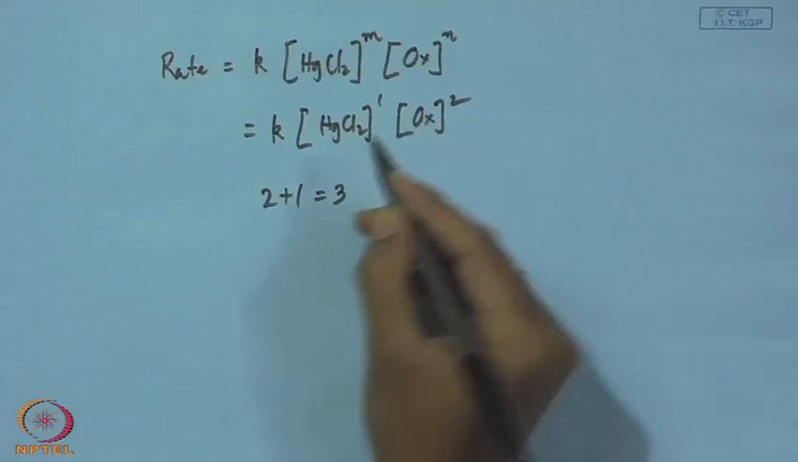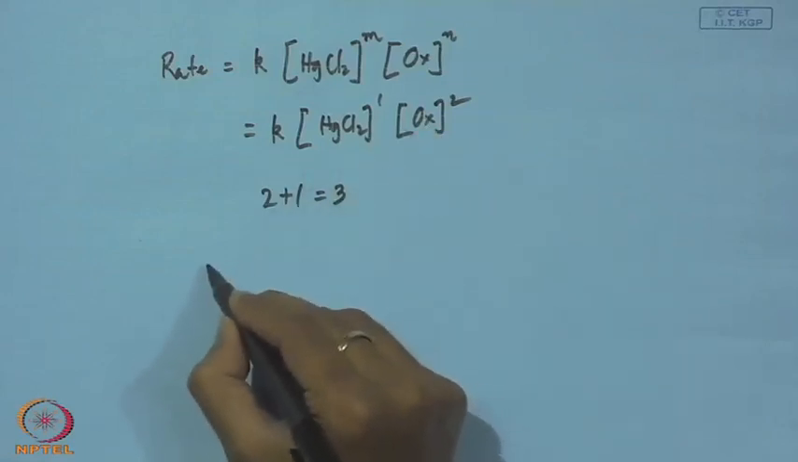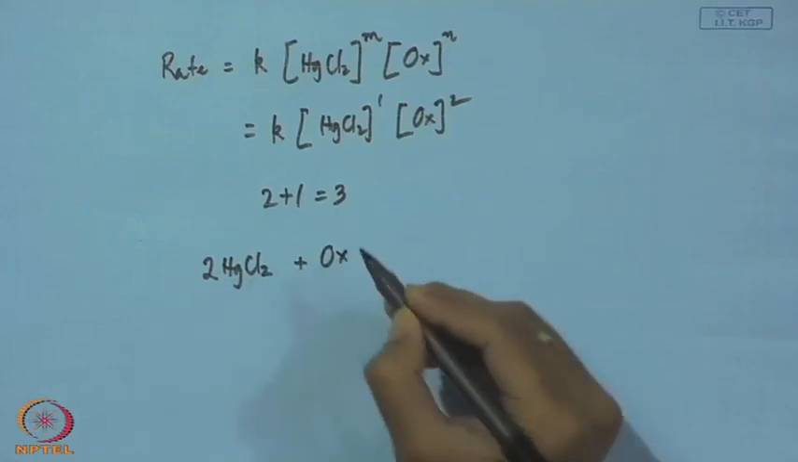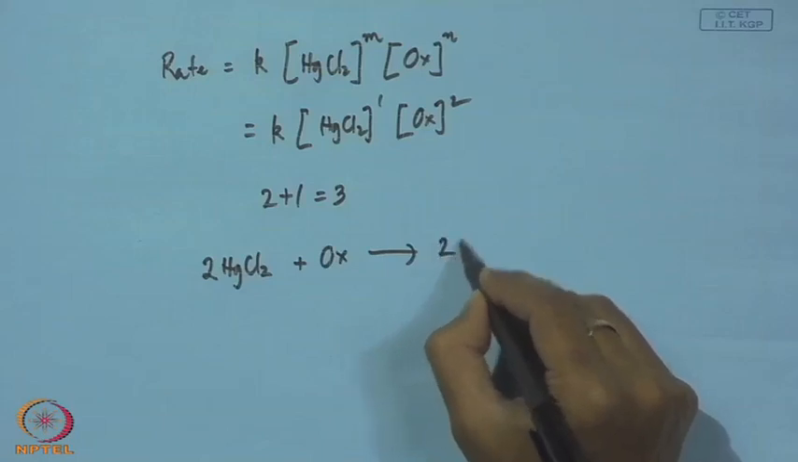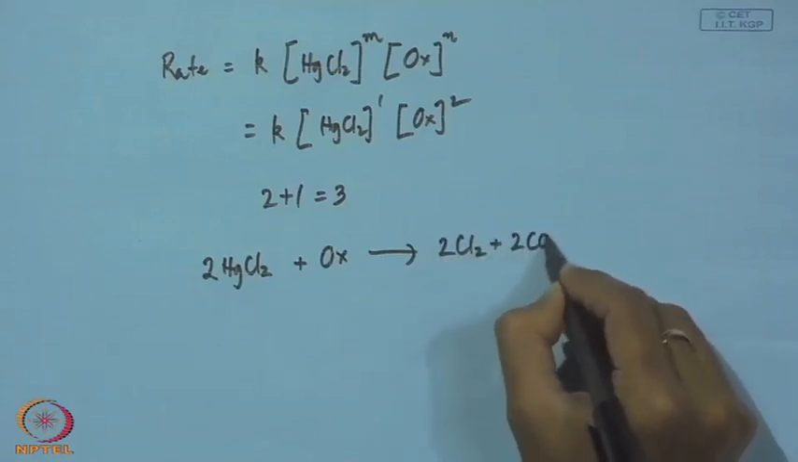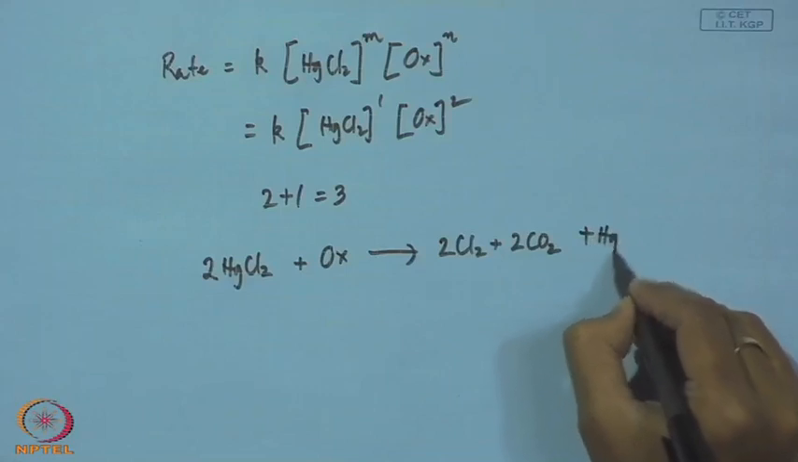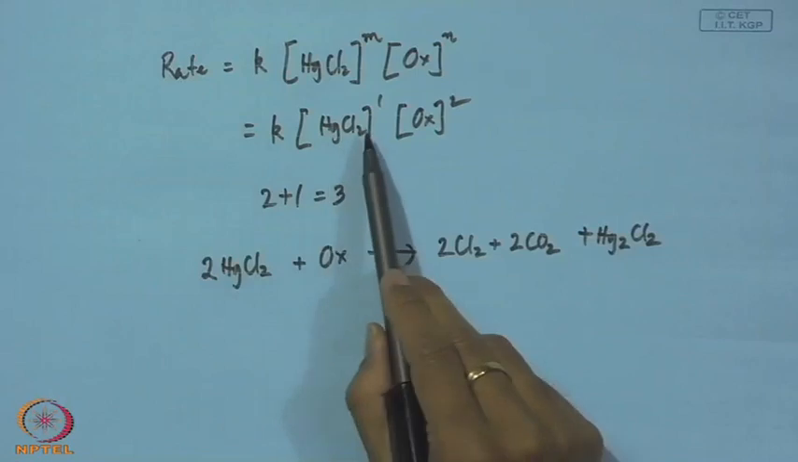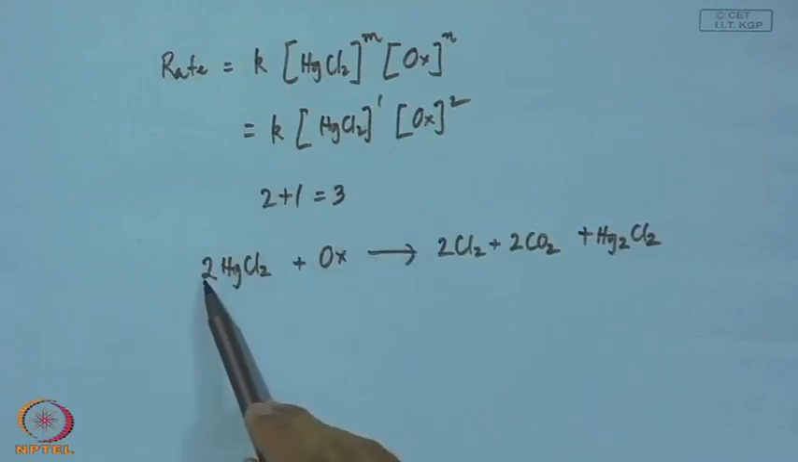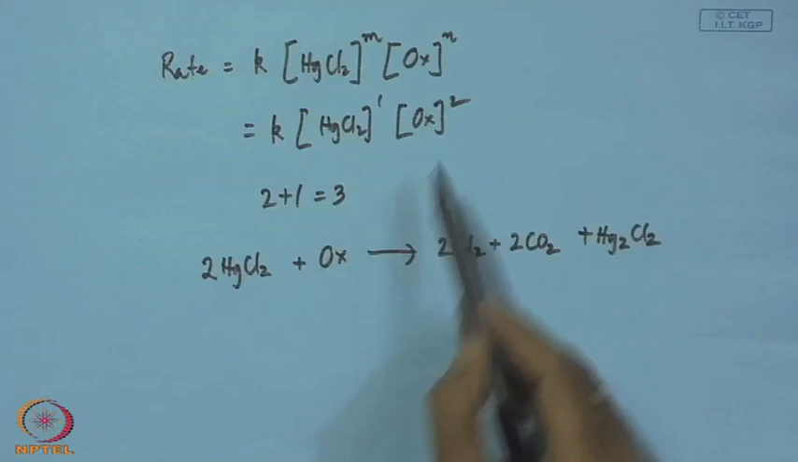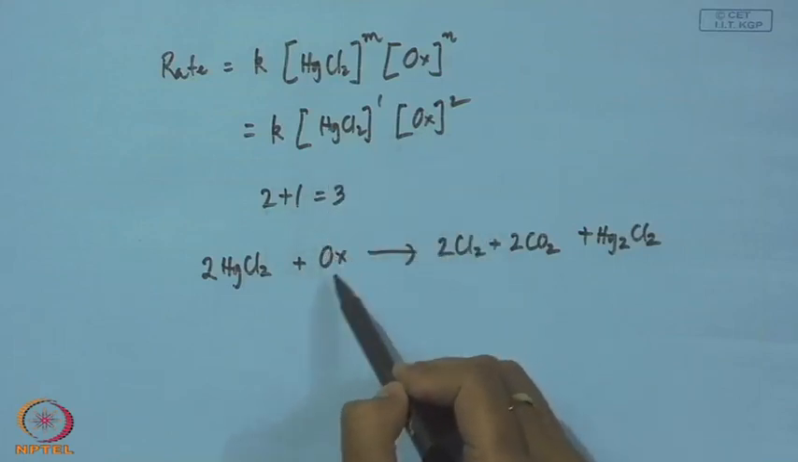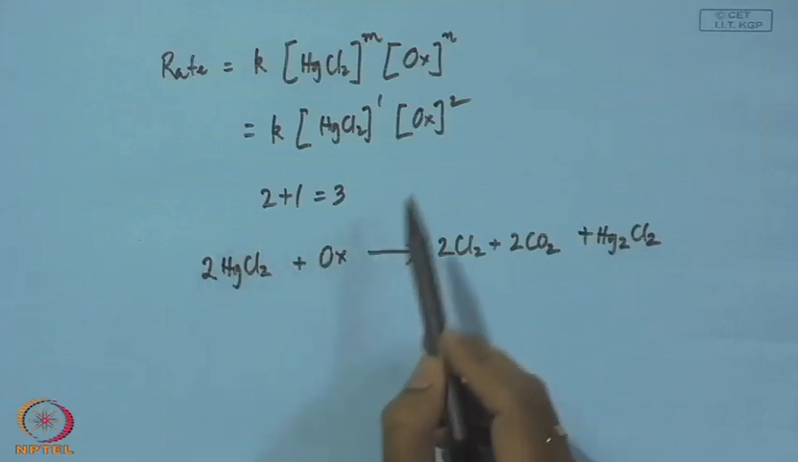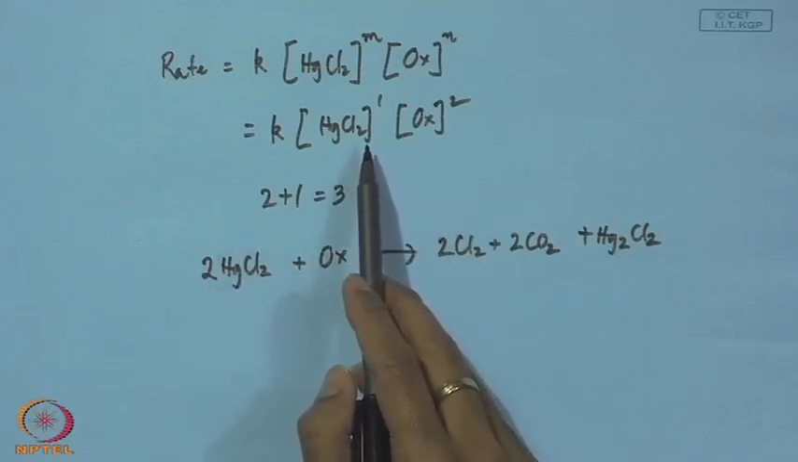Again, you see that although your chemical reaction was 2 HgCl2 plus oxalate producing 2 Cl2 plus 2 CO2 plus Hg2Cl2, in your rate equation it is first order where the stoichiometry is 2, and second order where the stoichiometry is 1. So, there is no direct correlation between the stoichiometry and the order of reaction with respect to a certain component.